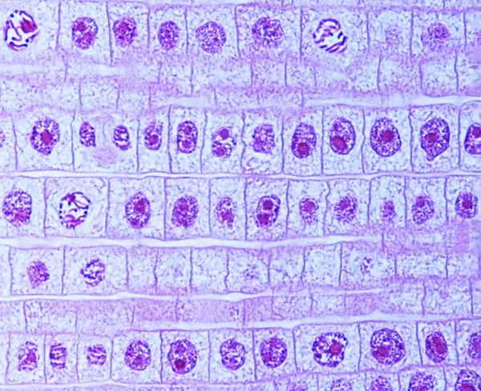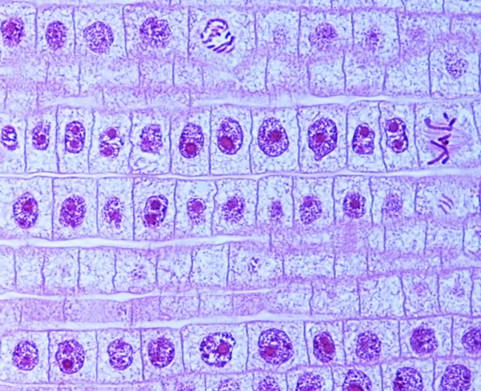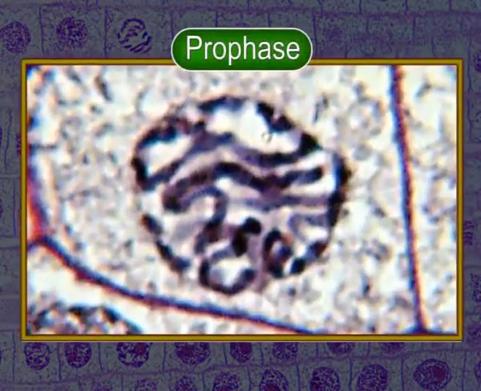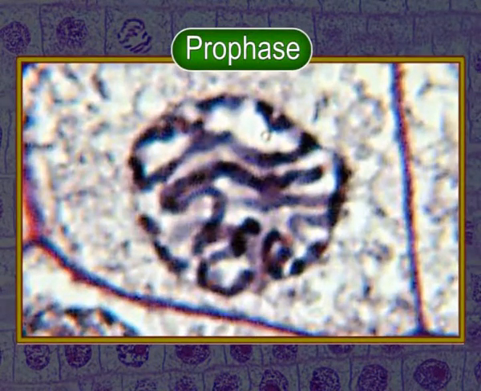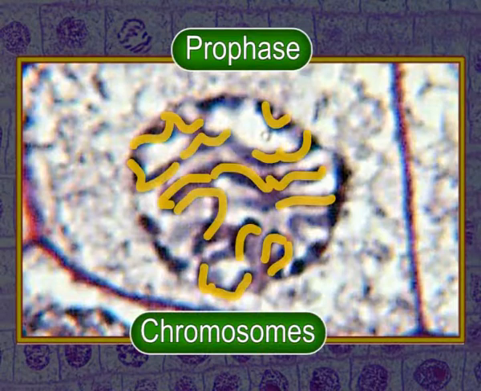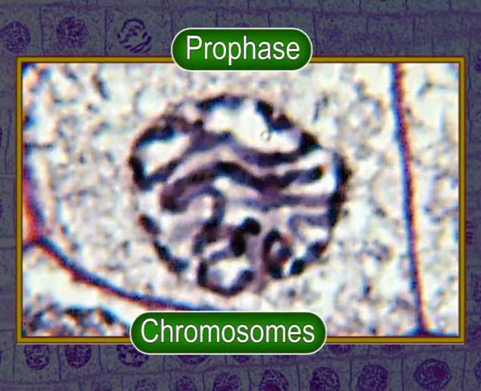Now we try to find out the first stage of the cell division. This cell depicts the stage prophase. Why do we call it prophase? Because here we can see that chromatin material has shortened and condensed into thread-like structures called chromosomes.